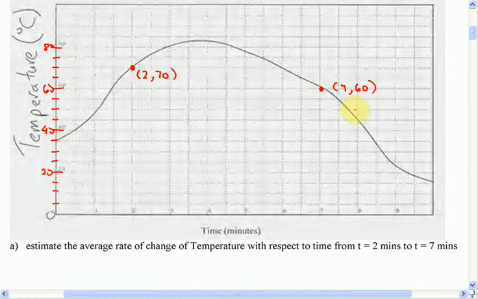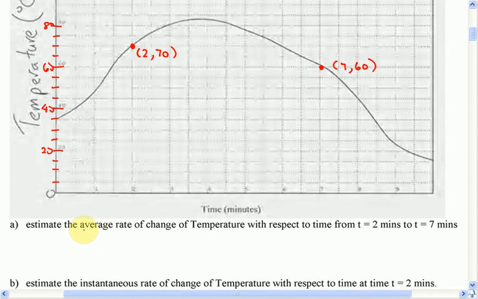So how would I find the average rate of change over this interval? It's grade 10. Average rate of change, once again, is just y2 minus y1 over x2 minus x1. So go ahead and plug in the points, please.